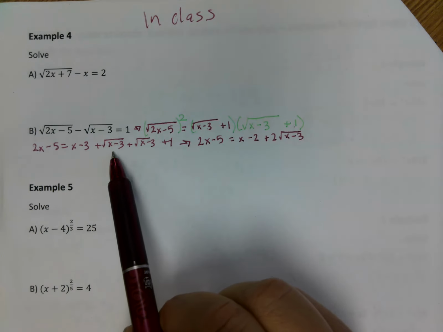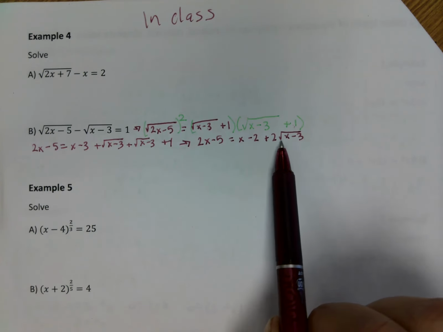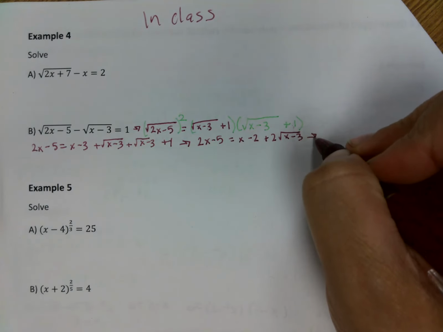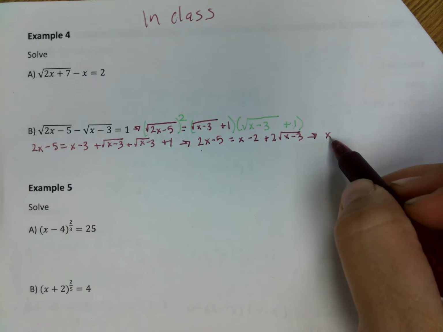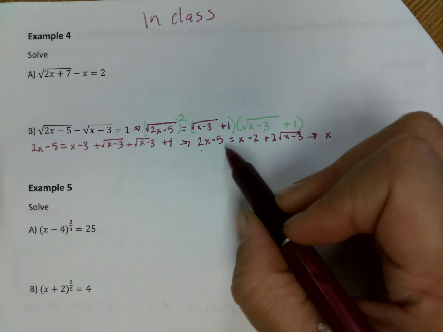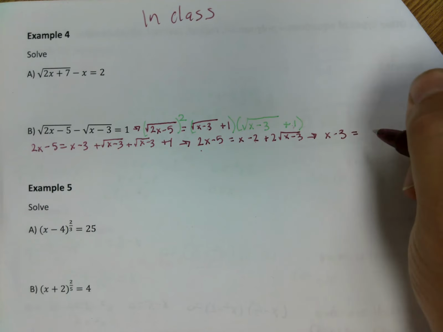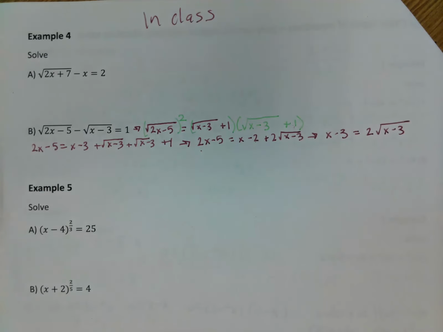And then a square root of x minus 3 and a square root of x minus 3 is 2 of them. So now I'm going to try to move everything else over to the other side. So I'm going to subtract the x on the side. I'm going to have 1x. I'm going to subtract that x over there. That's where that 1x comes from. Or add that 2 over. So that becomes a minus 3. And now I still have this 2 square root of x minus 3.